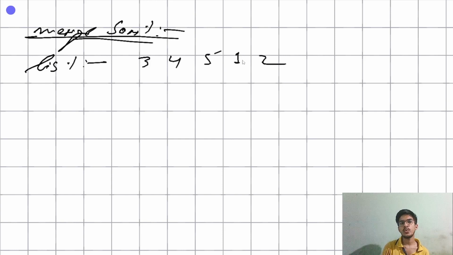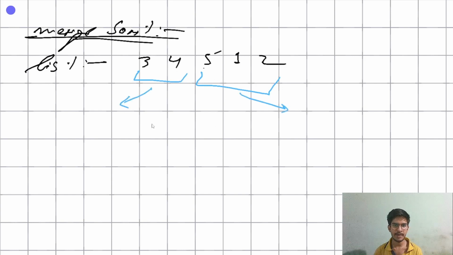Now in the case of merge sort, we take the middle element. Basically we separate the list into two parts: we divide the list in two parts from the middle. Now we'll have 3, 4 and 5, 1, 2, right? Then 3, 4 will also be divided into two parts.